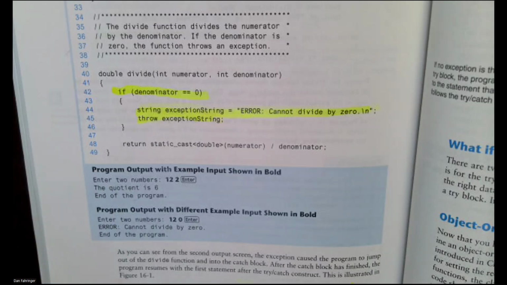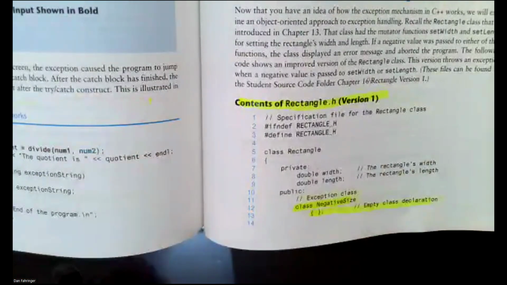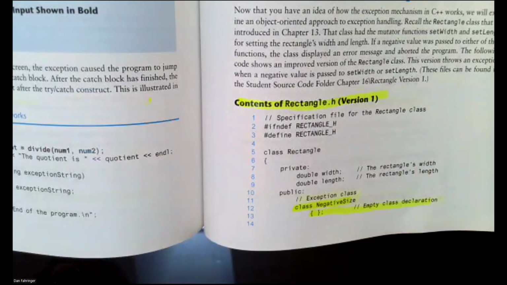The best way to do the rest of this, I think, is with you hands-on. Go to D2L, download the zip file with chapter 16 code listings in it. And I want you to grab the first one. It's rectangle.h version 1.